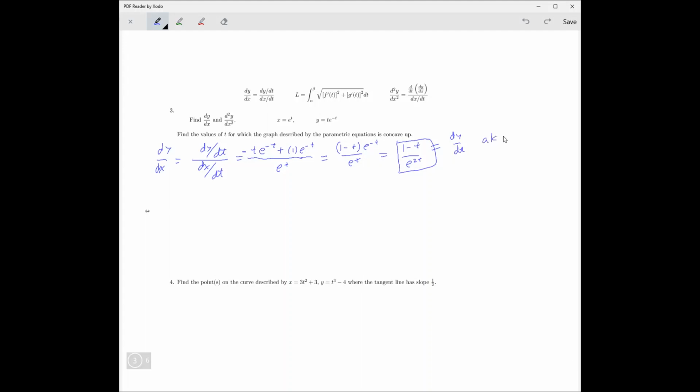Also, you could look at it this way. Instead of taking this one down, you could take this e to the t up, and it'd be e to the negative 2t, like that. Okay, second derivative.